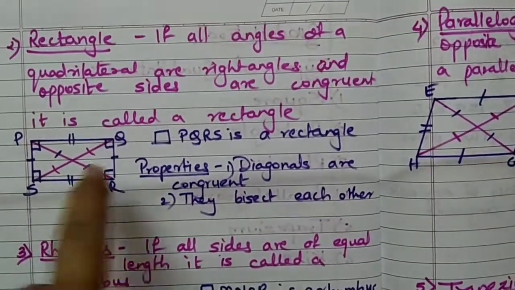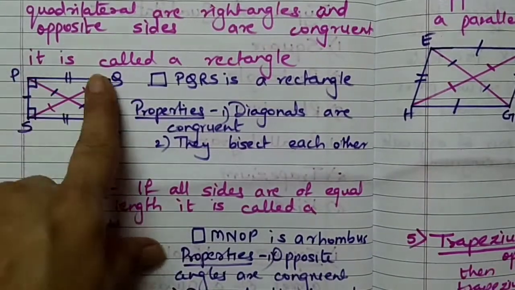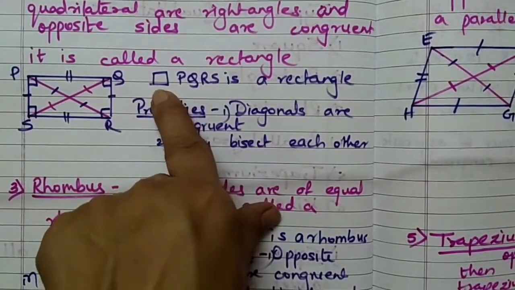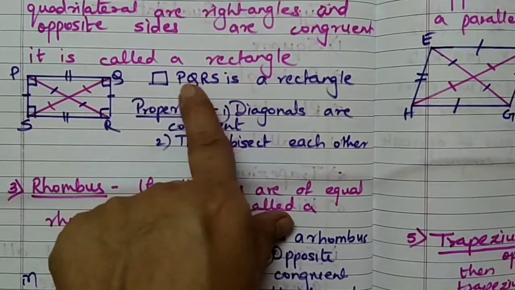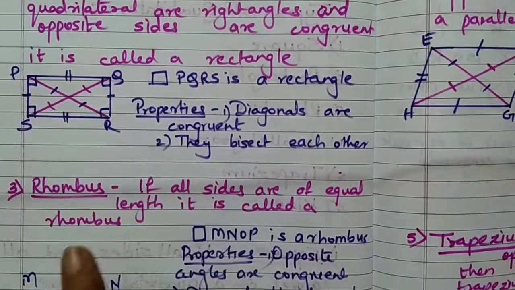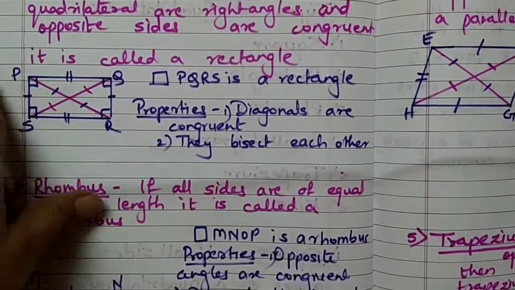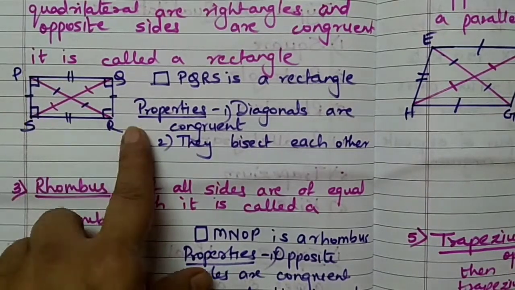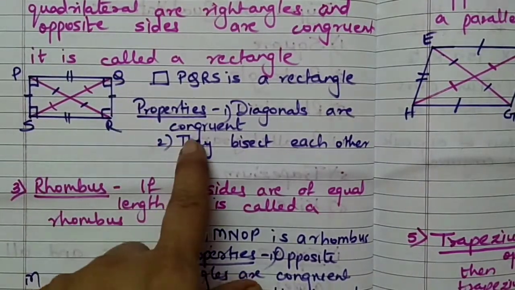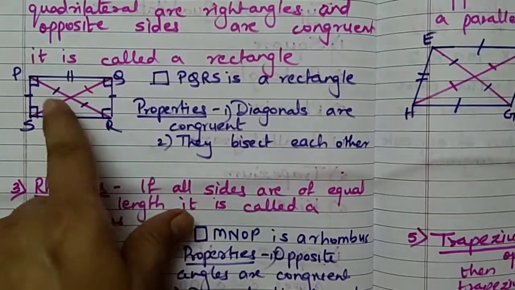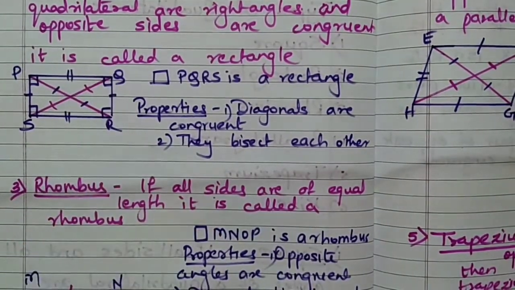Remember that. Now, I have drawn a rectangle PQRS. This sign I have used, you read it as quadrilateral. Quadrilateral PQRS is a rectangle. Now what are the properties? Diagonals are congruent. Again, like the square, the diagonals, that is PR, is congruent to QS, and they bisect each other. They divide each other into equal parts like a square.